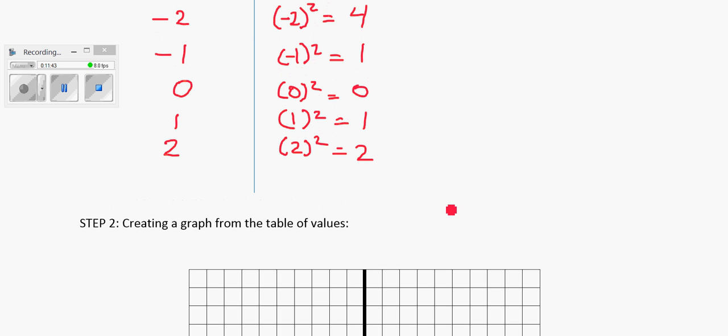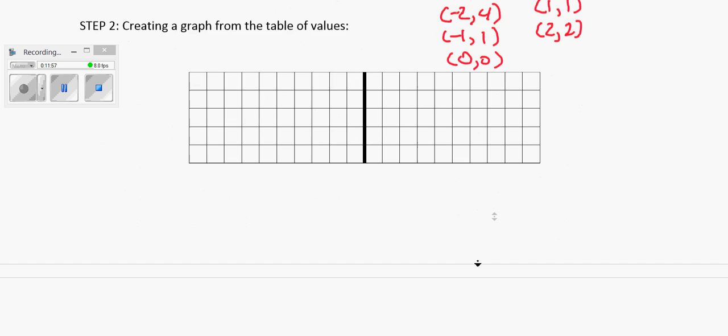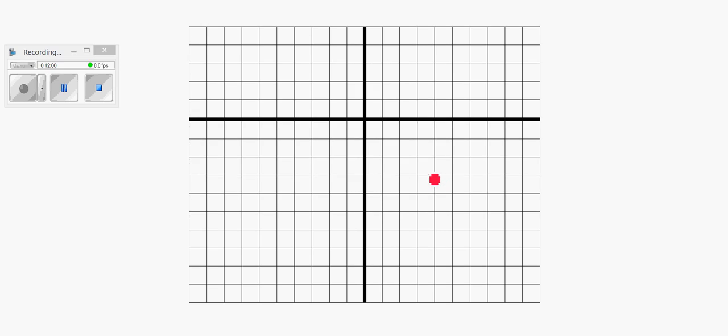So our coordinates are -2, 4, -1, 1, 0, 0, 1, 1, and 2, 4. Okay, so I'm going to plot those on the graph here. So we've got -2 and 4. 1, 2, 3, 4. And then we've got -1, 1. We've got 0, 0. We've got 1, 1, and 2, 4.